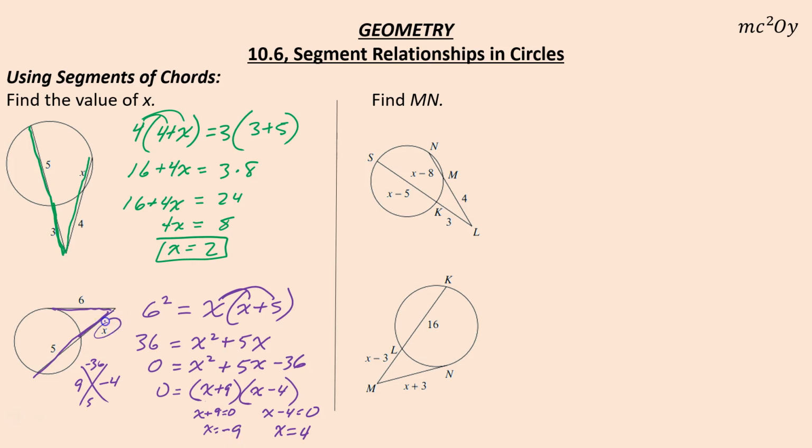Well, notice we're dealing with a length right here. That can't be negative. So x in this case equals 4.